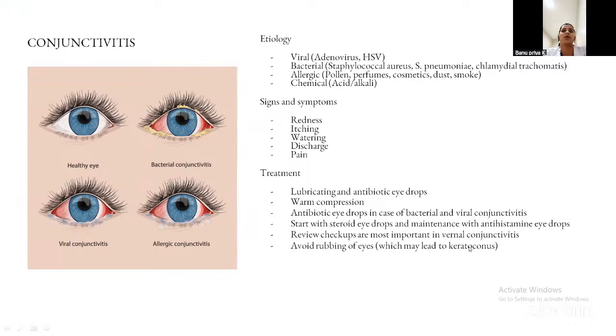So the treatment would be lubricating drops, antibiotic drops, and warm compression to soothe the pain. Antibiotic eye drops are prescribed in case of viral and bacterial conjunctivitis. In case of allergic conjunctivitis, steroidal drops are advised with proper review. The drops have to be tapered, and after the subsiding of the conjunctivitis, antihistamine eye drops are prescribed. And most importantly, the patient should be instructed to avoid rubbing of eyes. This can also cause keratoconus in the cornea. Okay?